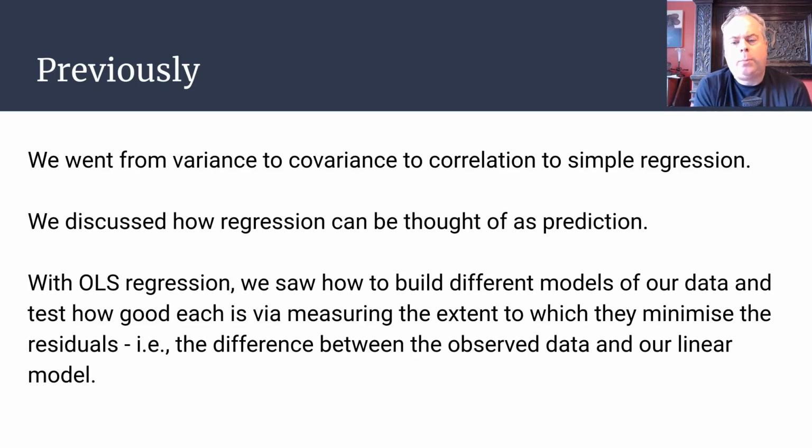So, previously in the first workshop on regression, we went from variance to covariance to correlation to simple regression. And in a sense, the purpose of that was really to show that each of these steps in and of themselves is actually a relatively small step, and that regression, which is something that looks fairly complex and is actually really quite useful, is based on some very straightforward ideas. And we discussed how we can think of regression really in terms of prediction.